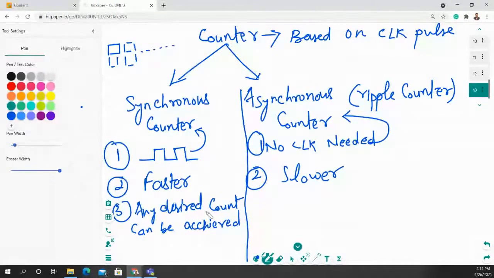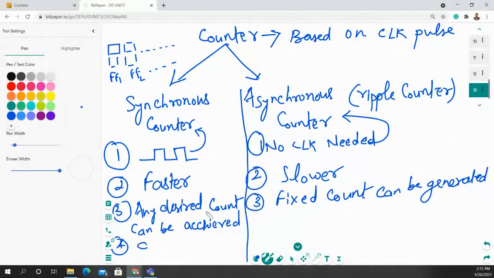Seven-segment display. Okay, so this is flip-flop number 1, this is flip-flop number 2, and so on. You can connect n number of flip-flops to generate any type of desired count. One is complex, and this one is simple.